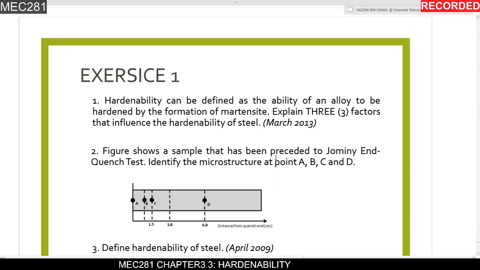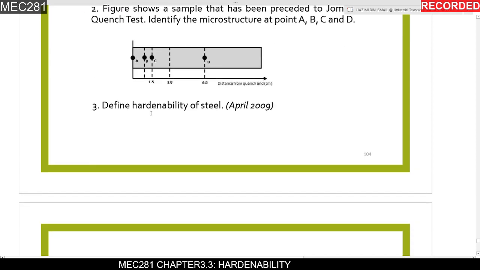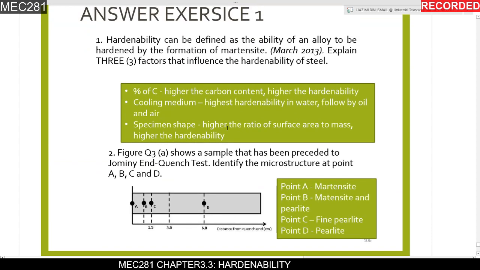And then this is our exercise. You have to do it by yourself, okay? And then you compare your answers with these answers. You can pause this video to compare your answers with the answer scheme here.